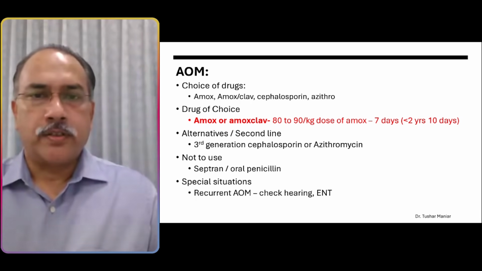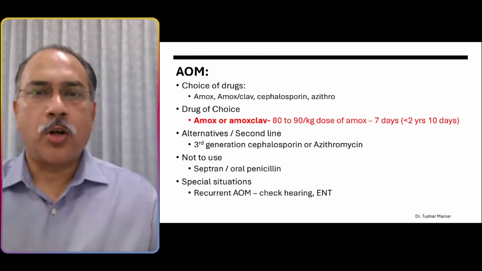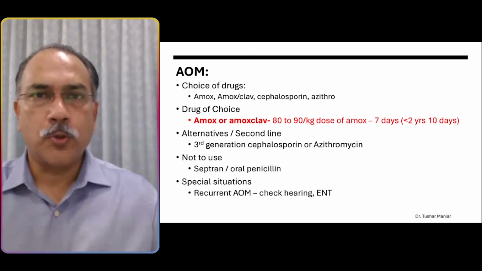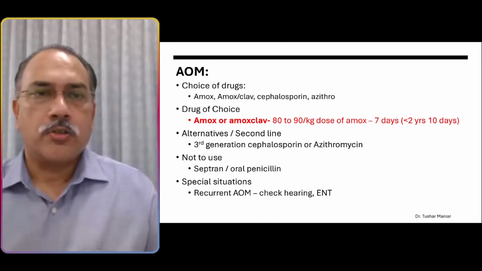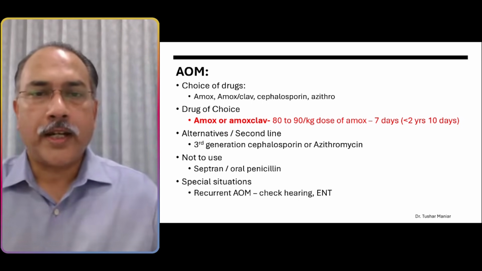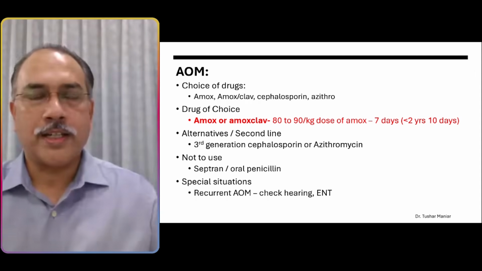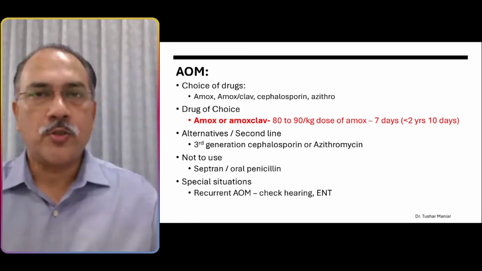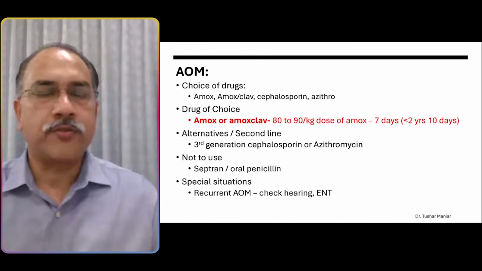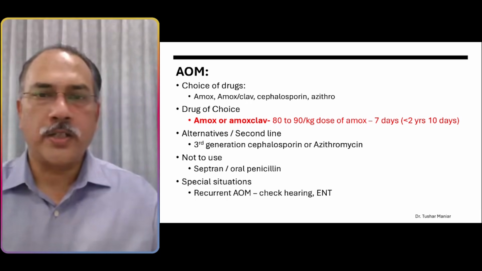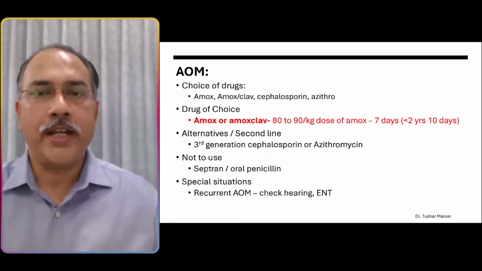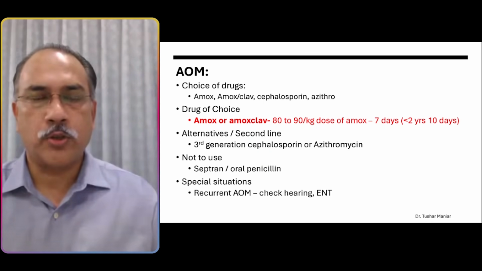What are the choices that we have? We have amoxicillin, the amoxiclav combination, cephalosporins, and azithromycin. What is the drug of choice? Here we will be choosing from either amoxicillin or amoxicillin-clavulanic acid, and why and which one to choose I will be discussing after the second case. But remember, the important thing is, when you are giving a drug for acute otitis media, amoxicillin base has to be 80 to 90 milligrams per kilogram of amoxicillin.